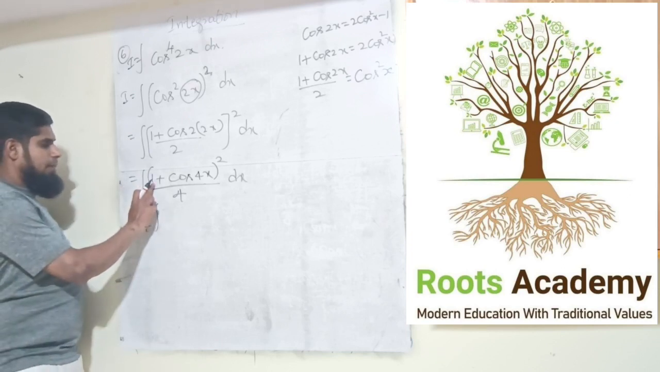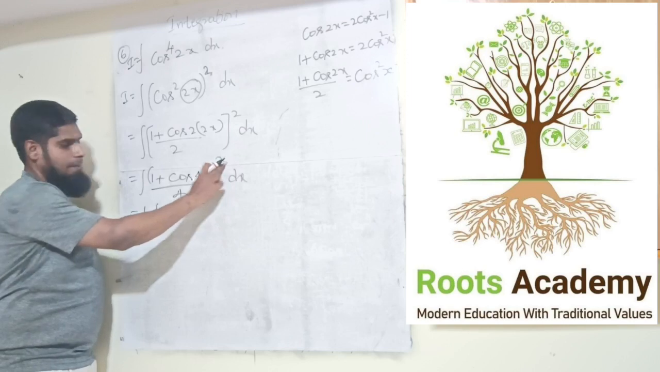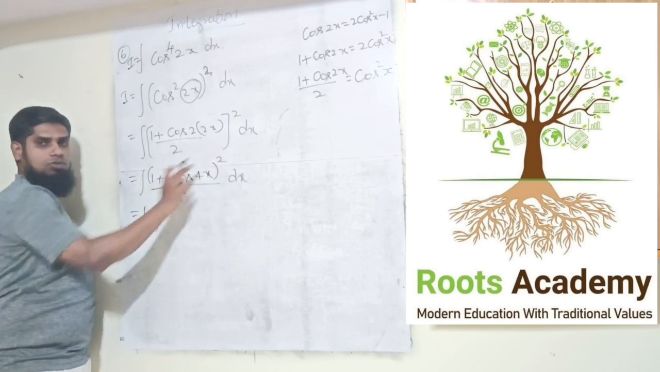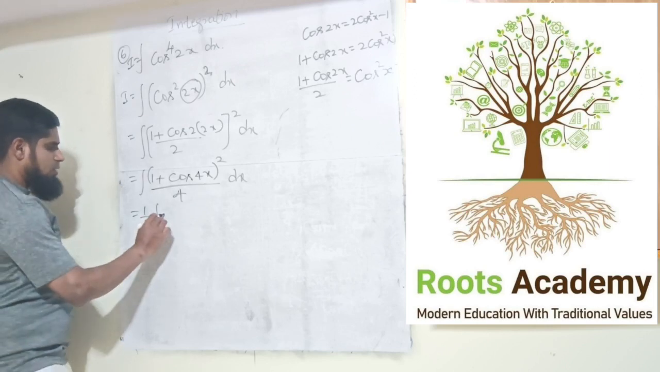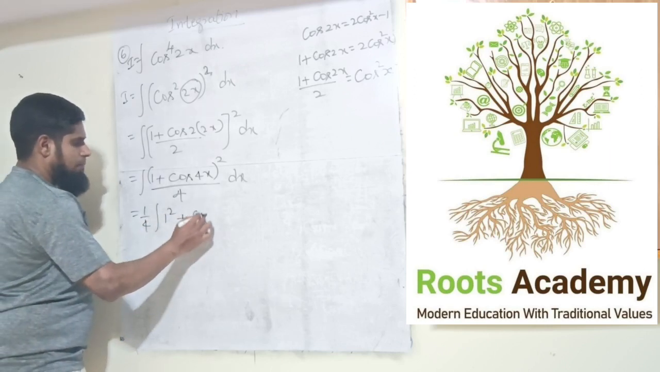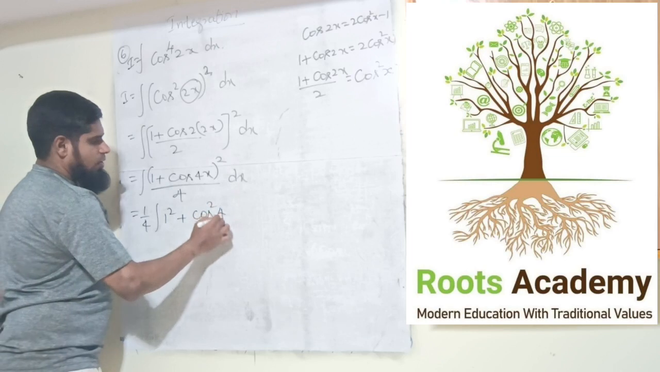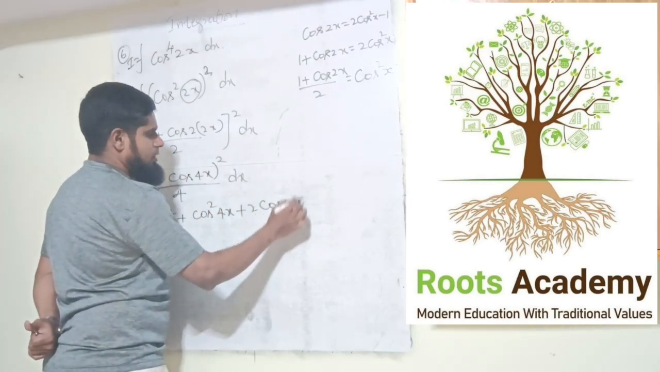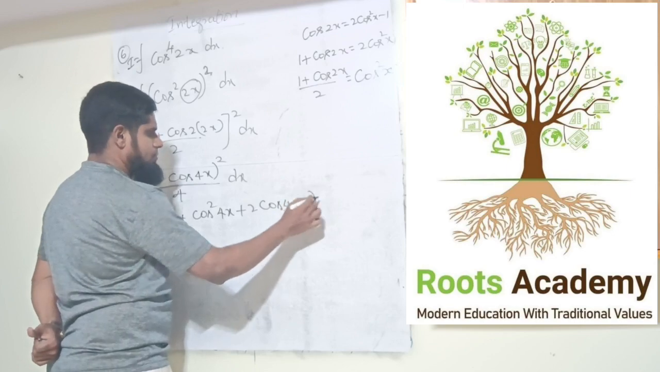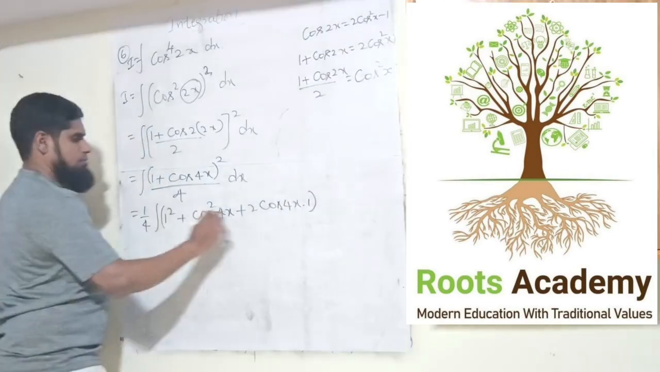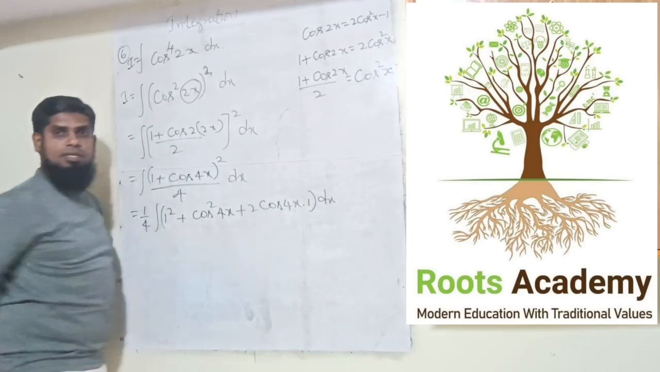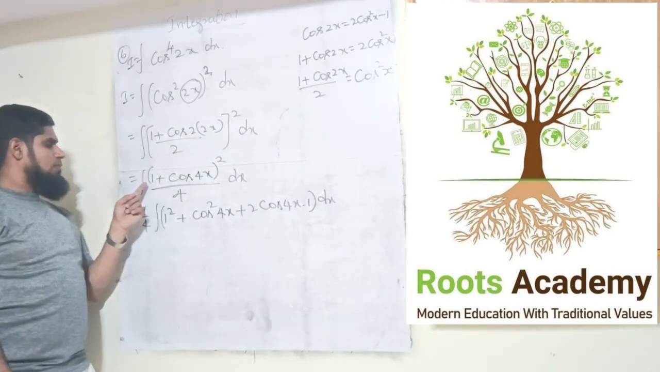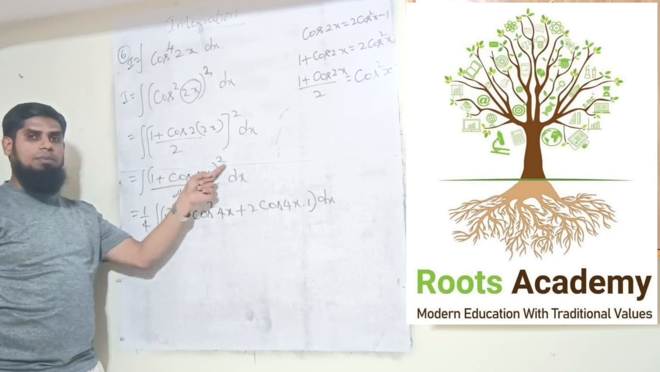Now the a plus b whole square formula. A is 1, b is cos 4x. So that can be written as 1 square plus cos square 4x plus 2 cos 4x into 1, in brackets, dx. So inside the bracket, the 3 terms I wrote come from the a plus b whole square formula.